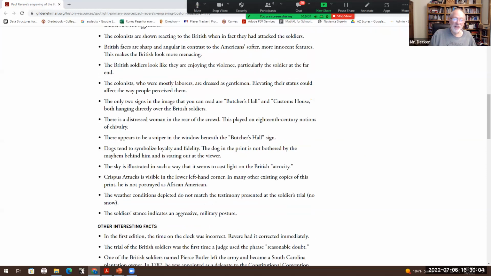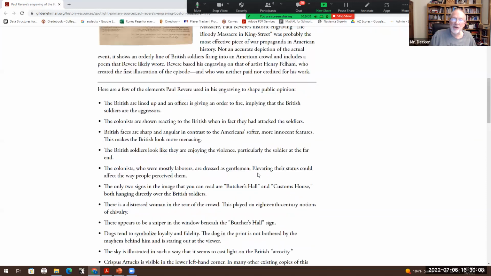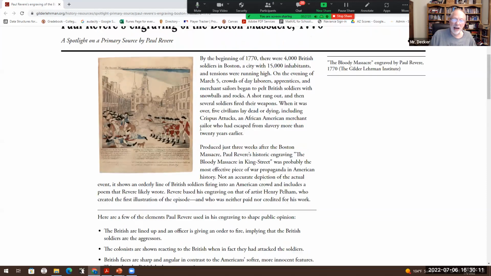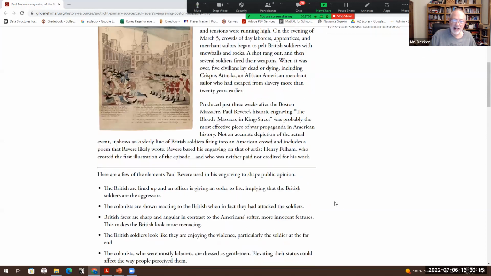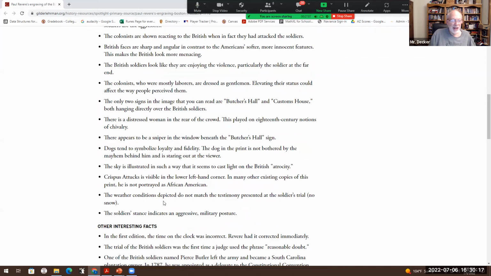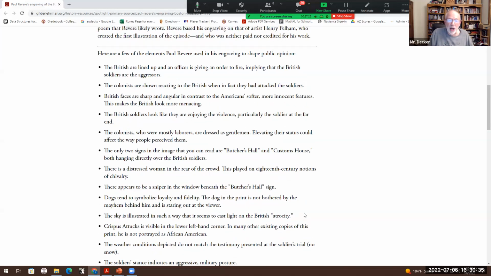The sky is illustrated in such a way that it seems to cast light on the British atrocity. It's coming down at an angle, shining light on the atrocious acts. Crispus Attucks is visible in the lower left-hand corner. In many other existing copies of this print, he is not portrayed as African American. It depends on the point the people are trying to make later on. The weather conditions depicted do not match the testimony presented at the soldier's trial. There was no snow.